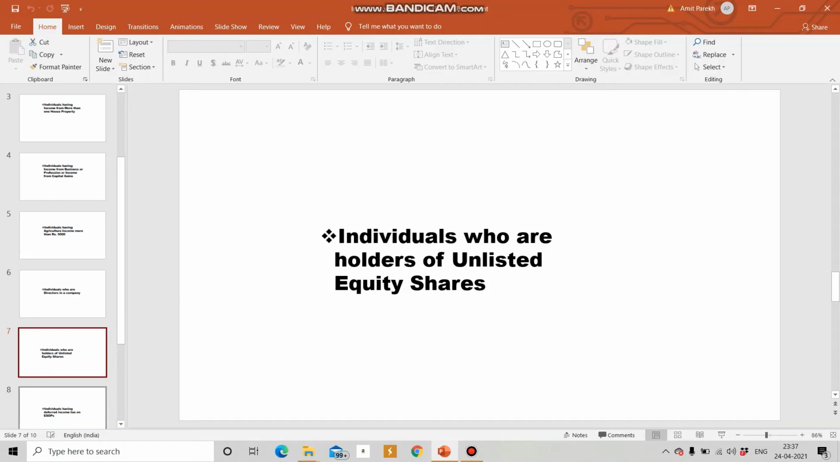Individuals who are holders of unlisted equity shares. If a person has any type of equity shares in any type of company, that is a private company, one person company, or public unlisted company, he cannot file ITR 1, because in that case he has to disclose his assets, and there is no provision to disclose assets in ITR 1.